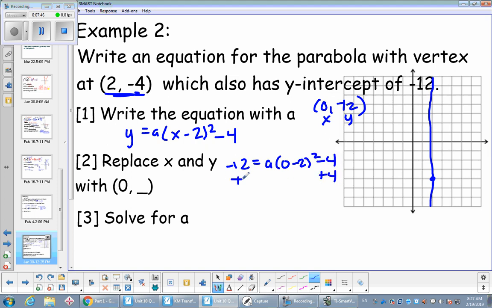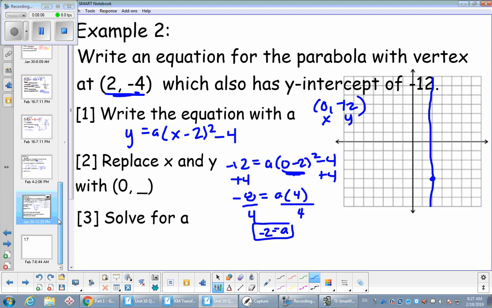To solve, I just go through my normal steps. So I'm going to add the 4 over. I get negative 8 equals a. I want to calculate the parentheses. So that's negative 2 squared, which is 4. And then I divide. And I get a equals negative 2. Right? And that is how we would solve for a when we are in vertex form.